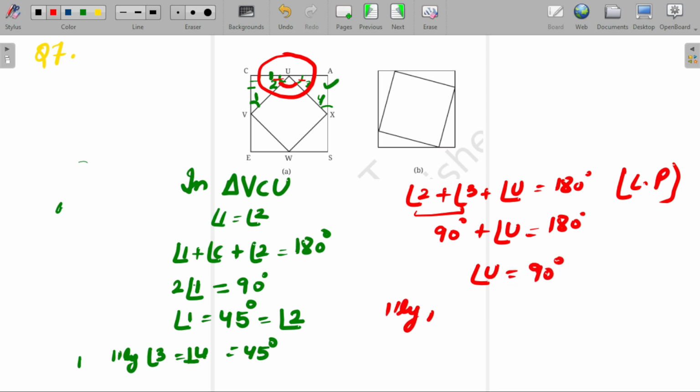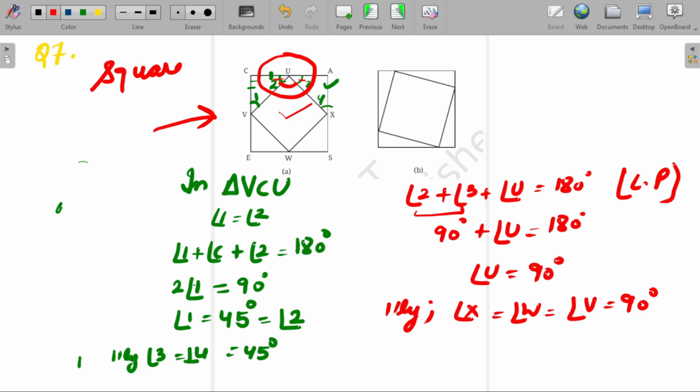Similarly, by using the other pair of triangles, we get angle X, angle W and angle V, sorry, they are also 90 degrees. So here we conclude that this interior quadrilateral has all the sides equal and all the angles 90 degrees. So definitely this is a square. The interior quadrilateral of this square is a square itself. I hope this is clear to you, right?